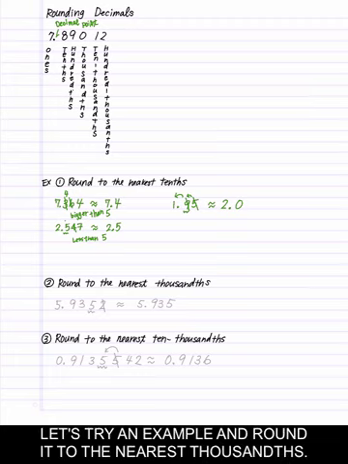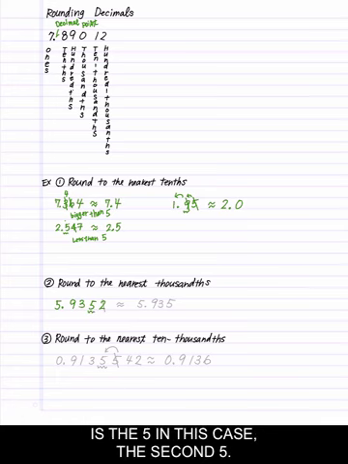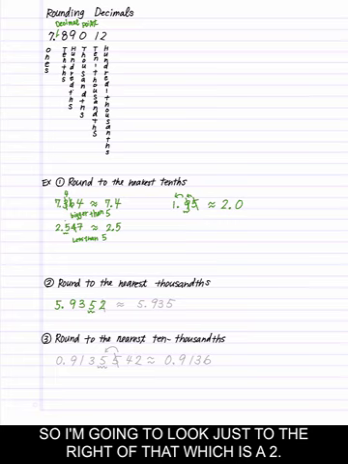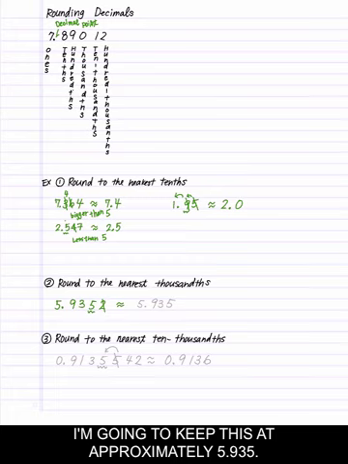Let's try an example and round it to the nearest thousandth. 5.9352. Now the number that's in the thousandths spot is the 5 in this case, the second 5. So I'm going to look just to the right of that, which is a 2. Since that's less than 5, I'm going to keep this at approximately 5.935.